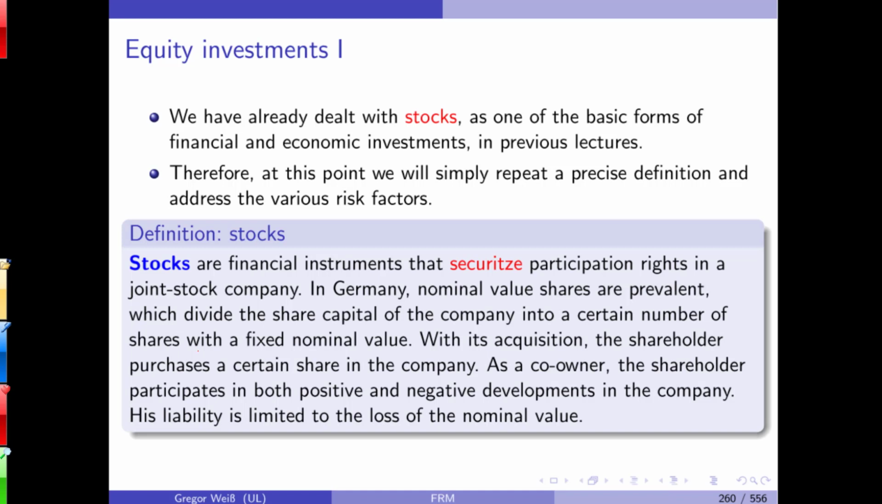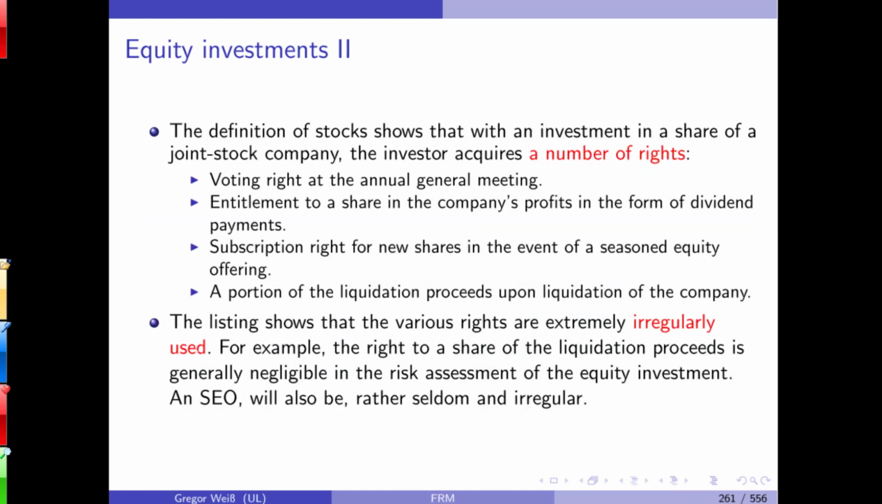If the company is sold off, if the company is liquidated, you get a part of the residual value, the liquidation value of the company. That's a stock. Everyone knows what a stock is. So let's just skip that. Voting rights, entitlement to a share in the company's profits, subscription right for new shares, and a part of the liquidation proceeds. And sometimes you also have a seasoned equity offering, an SEO. That's what we call in German eine Kapitalerhöhung.